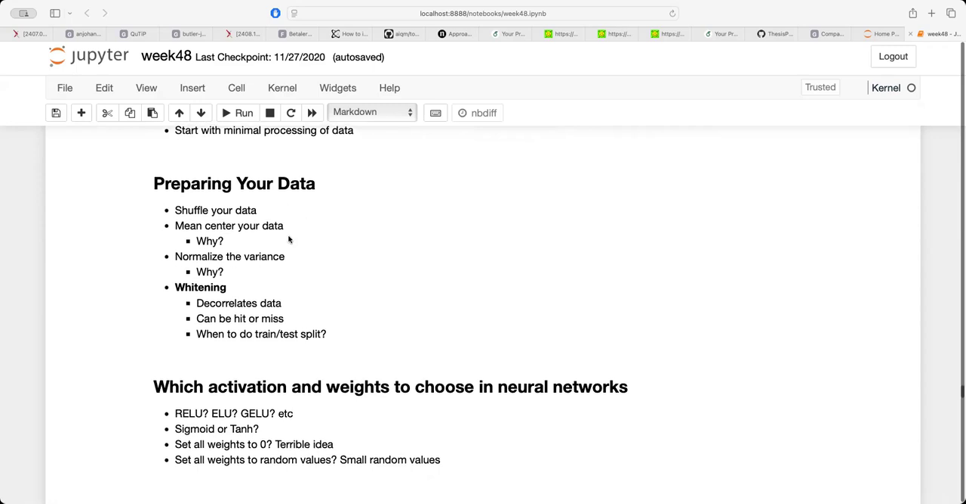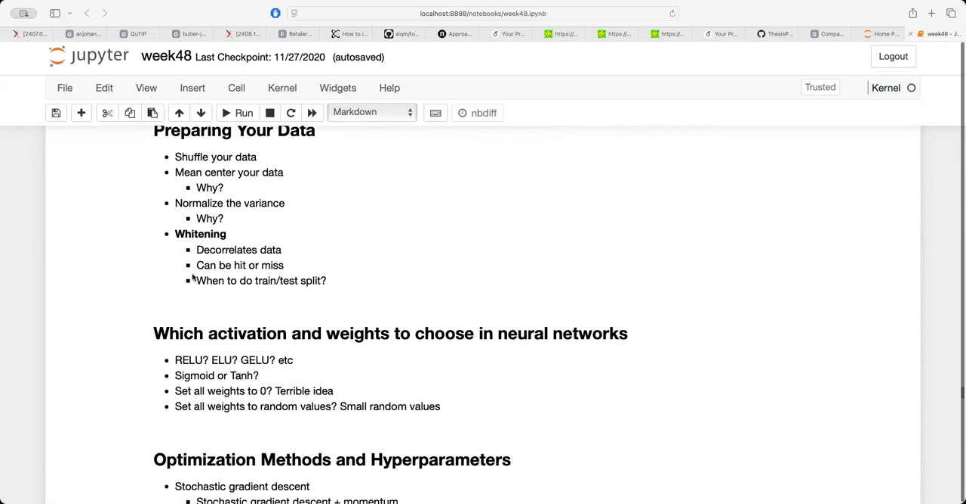You need to prepare your data. You should discuss why you need to center your data and normalize the variance. You can decorrelate data. When do you do train, test, split, etc. So these are all things which we've gone through during the semester, which are some of the essential elements when you are solving a problem like in Project 3.